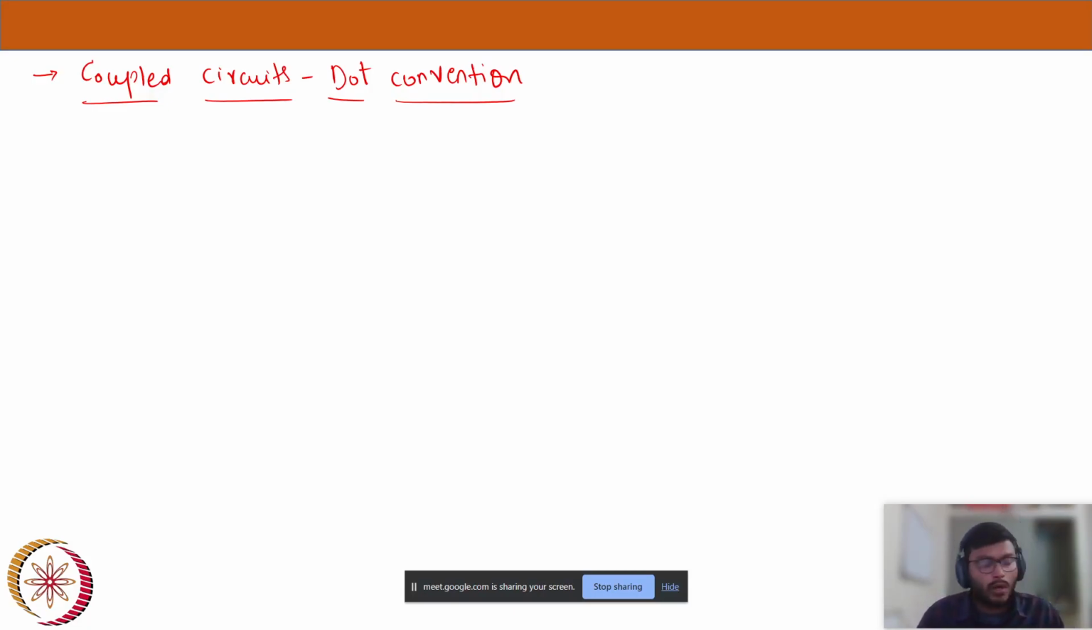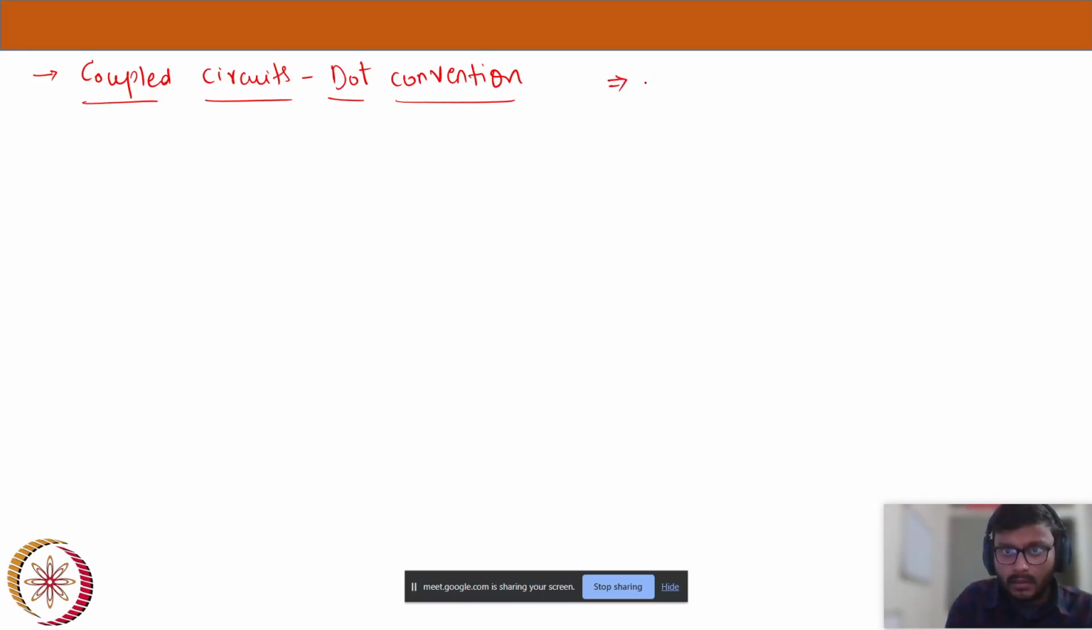So an electric circuit is said to be coupled when there exists any mutual inductance between any two coils. Let's say we took an electric circuit, and there exists a mutual inductance between the coils present in that particular electric circuit. Then we will say that the two coils are coupled, or we can say that that particular electric circuit is coupled. So that is the basic definition.